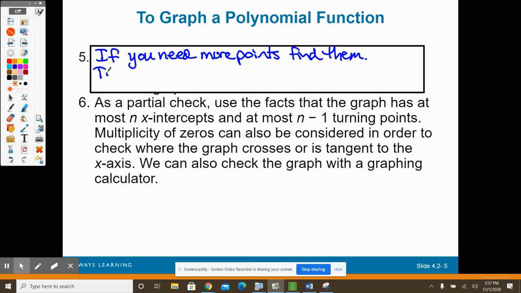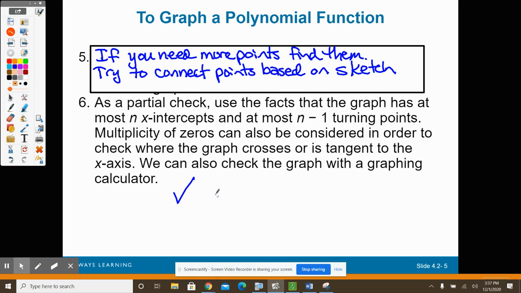and try to connect points based on sketch. And then what would you do afterwards? I would just check with the calculator, see how you did. Step 6, I would just check with the calculator.